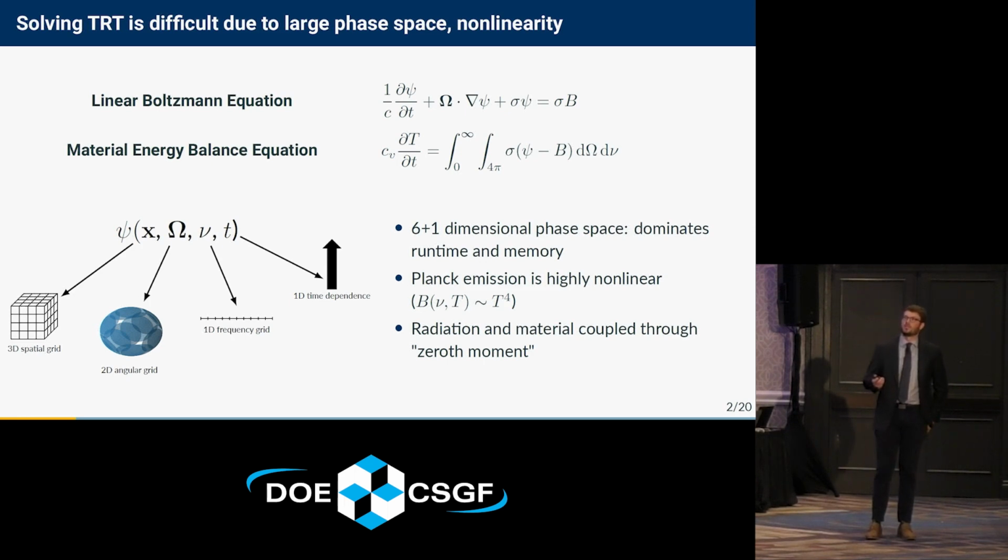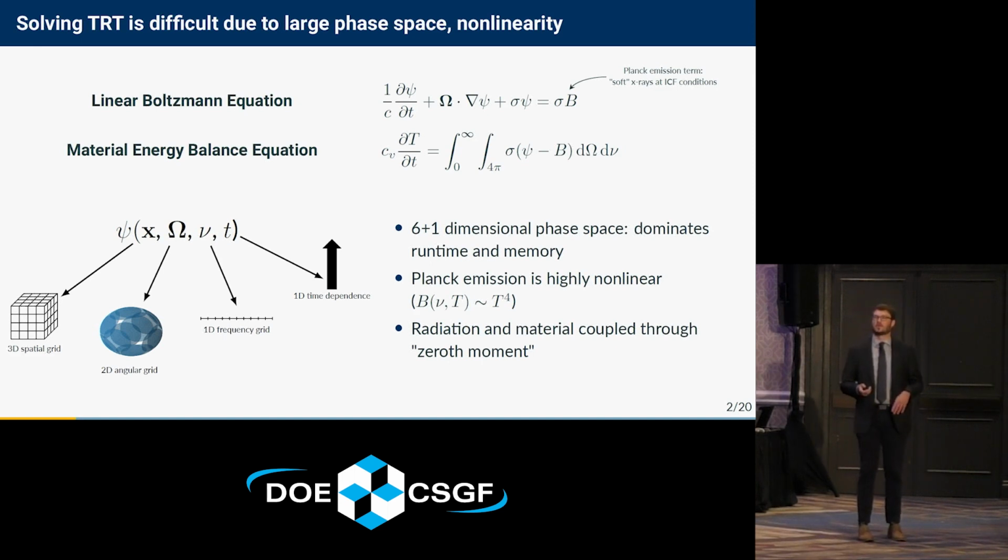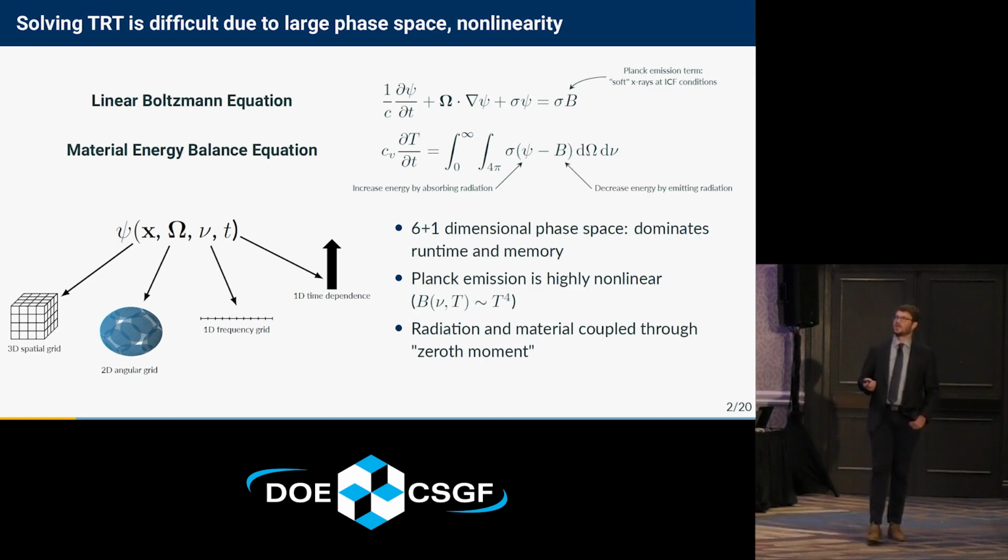The radiation field is coupled to the material through the emission term, this Planck emission term. Matter emits radiation at any temperature, and in the temperatures of ICF, photons are emitted in the soft X-ray regime. Here we model the material temperature, so it gains energy by absorbing radiation and decreases energy by emitting radiation. And this Planck term B is very nonlinear, so it makes the problem difficult.